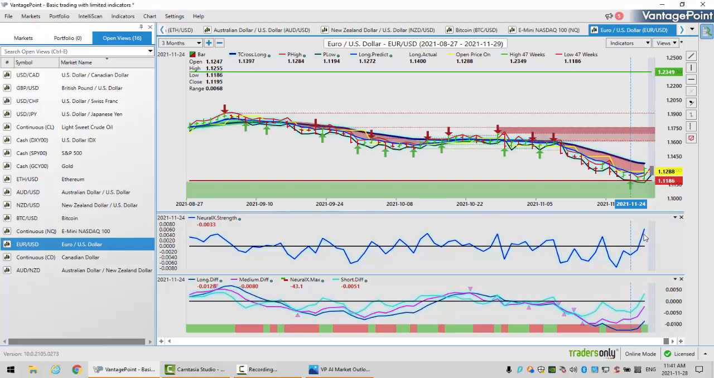You can see the slope of the neural index with the strength, neural X strength, is pointing up. Our predicted differences, all three of them, are starting to point higher with a green neural index. But once again, we must respect these VantagePoint predicted moving averages. That T cross long, 113.70. That's where your battle lines are going to be drawn, right in that area where the bulls and the bears are going to be really fighting it out.